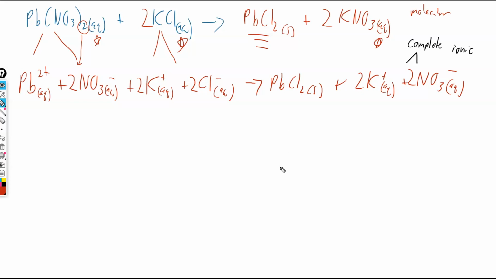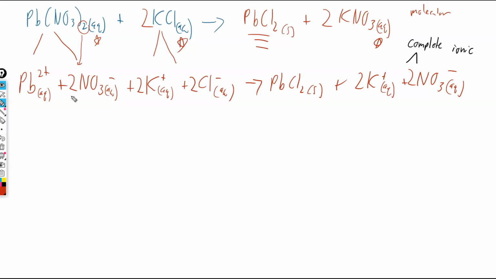Like we said before, we're going to have spectator ions. Spectator ions are going to be the things that are the same on both sides. So you have to look now and see what species are the same on both sides. So let's go through them. Lead 2+, aqueous. Is there lead 2+ aqueous over here? Nope. And it has to be the exact same. This lead over here doesn't mean it's the same as this, because obviously this has a 2+, this has nothing because this is bonded with chlorine.